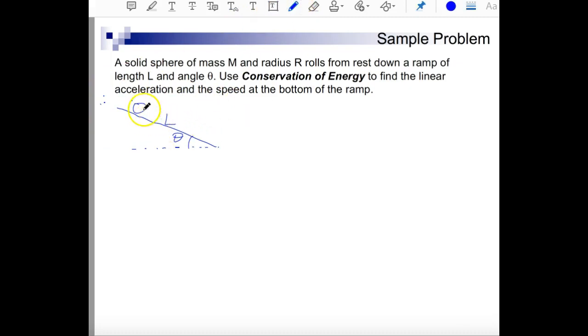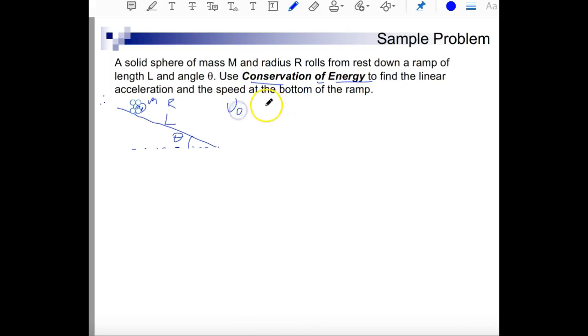Something that Adobe started. So anyway, here's our sphere. It is a solid sphere. It does have mass m, and it has radius r, and they want us to use conservation of energy to find the linear acceleration and the speed at the bottom of the ramp. So let's go ahead and do that.